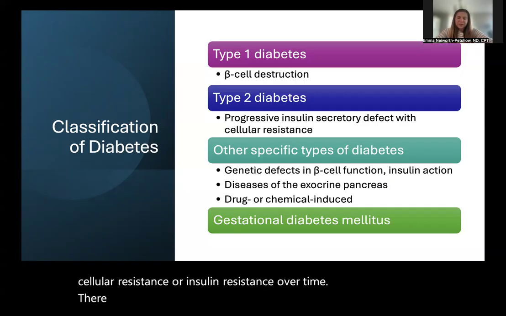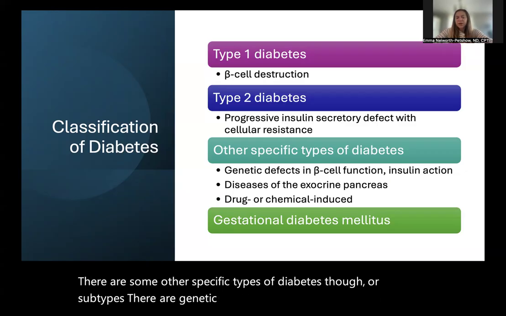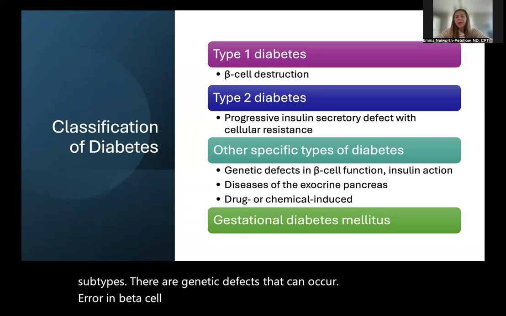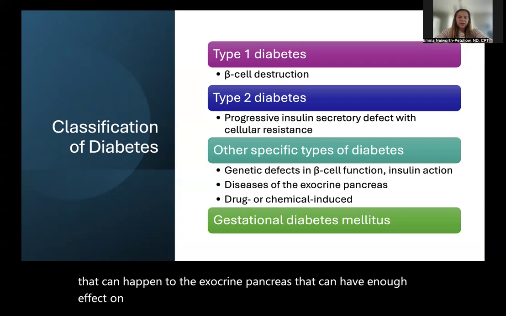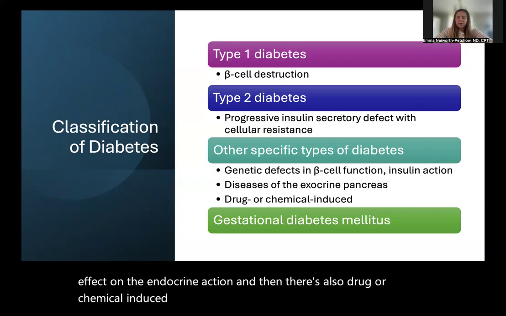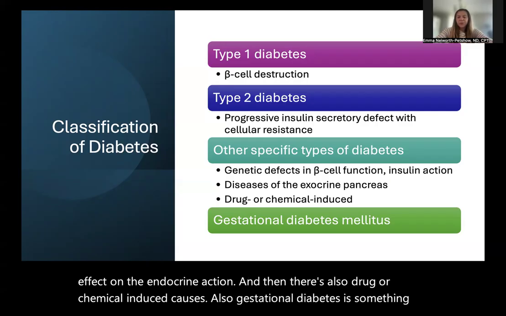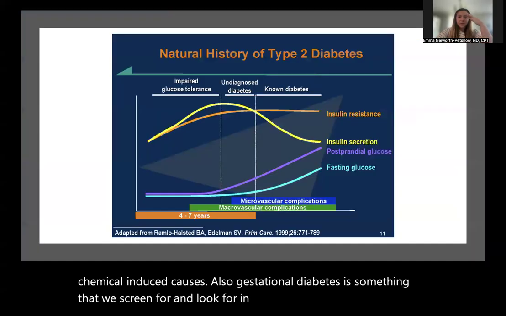There are some other specific types of diabetes, though, or subtypes. There are genetic defects that can occur in beta cell functioning, affecting insulin. There are diseases that can happen to the exocrine pancreas that can have an effect on the endocrine action. And then there's also drug or chemical induced causes. Also, gestational diabetes is something that we screen for and look for in pregnant individuals.